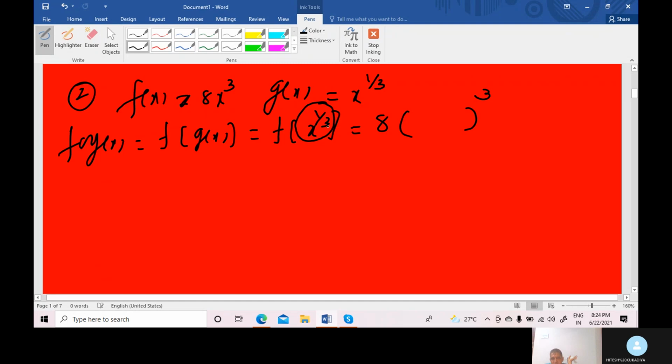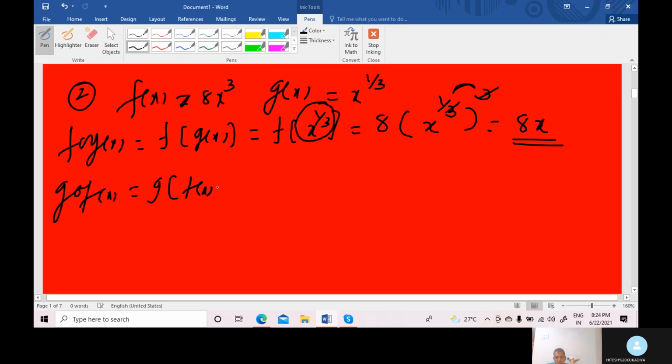8x cube. Put here in place of x, x raised to 1/3. Now power of the power multiply, so the 3 will be cut. So our answer is 8x. Clear, student?